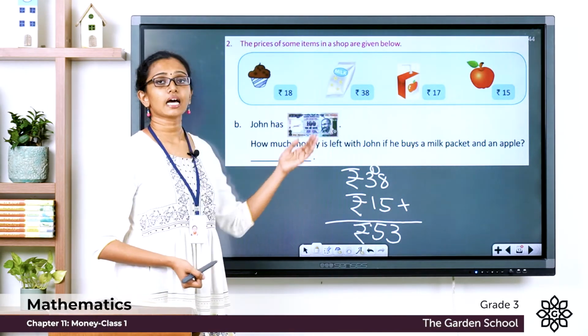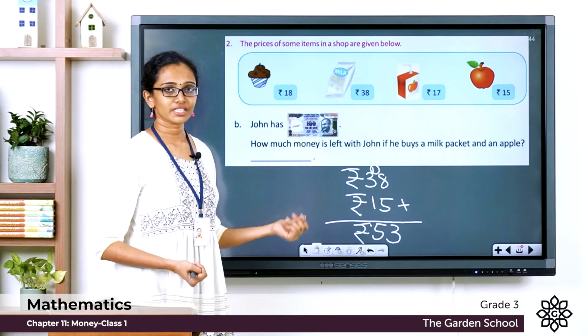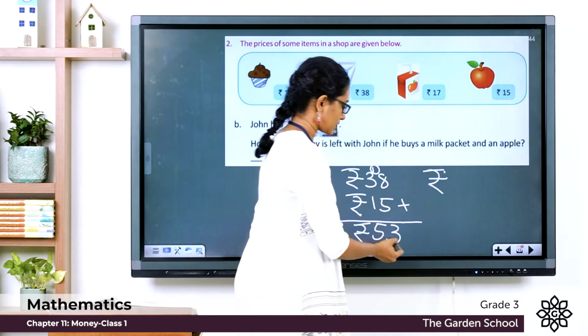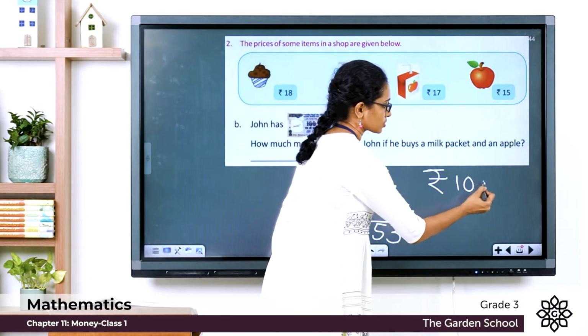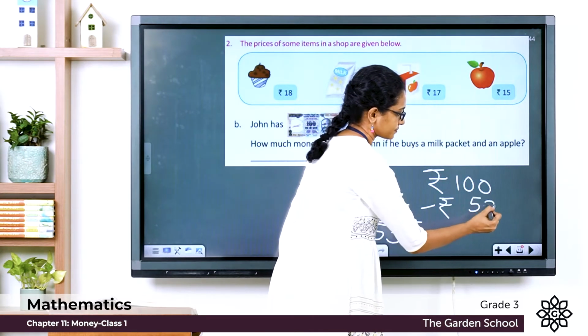And what if he pays 100 rupees? He will get a balance, right? So let's find out what is the balance amount. So let's subtract this 53, the total cost of the two items, from rupees 100. So rupees 100 minus rupees 53.